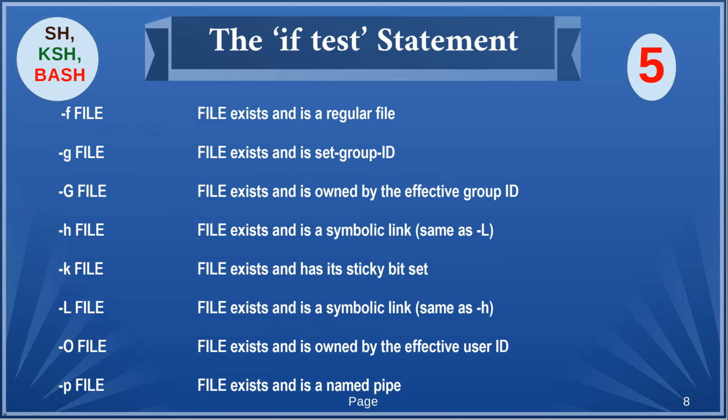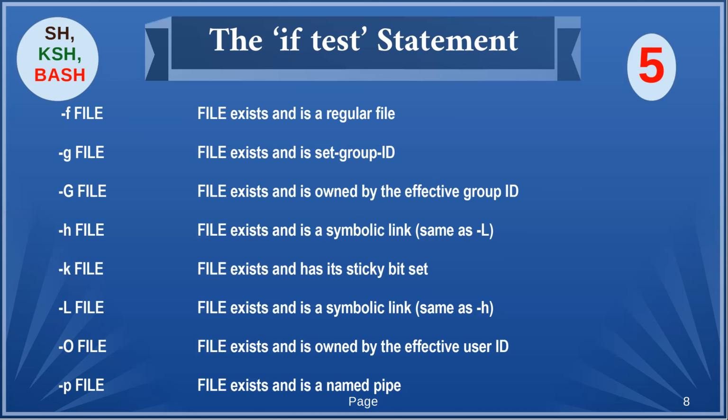-g is if the group ID is set. And similarly -u is for the set user ID. -h is similar to the symbolic link test -L. And then -k is for the sticky bit. Normally the sticky bit is set on directories on the /tmp file system. And so -L is for the symbolic link, as we discussed with -h.